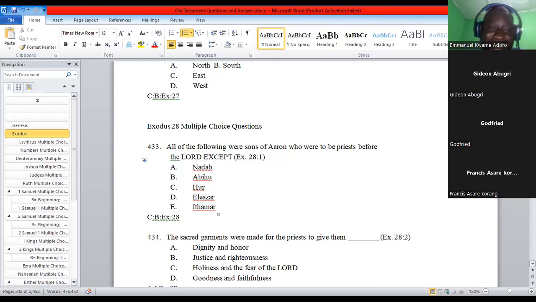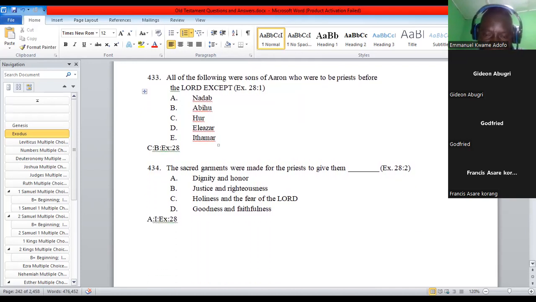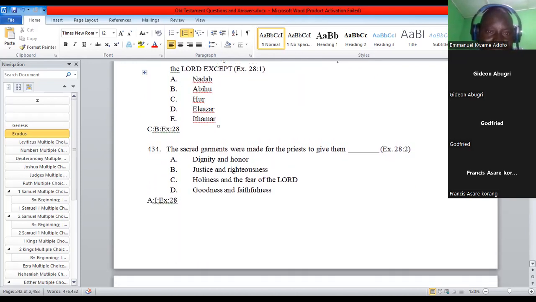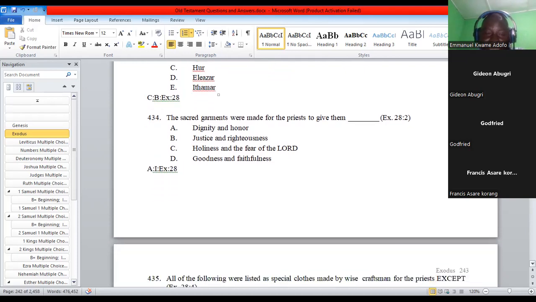God bless you. The sacred garments were made for the priest to give them what? Why were they putting on that sacred garment? Dignity and honor. Substances of glory and beauty. Glory and beauty. That means you are using what? NIV. Dignity and honor. So please, let's all get the NIV.